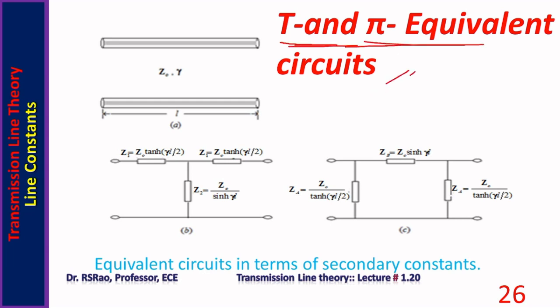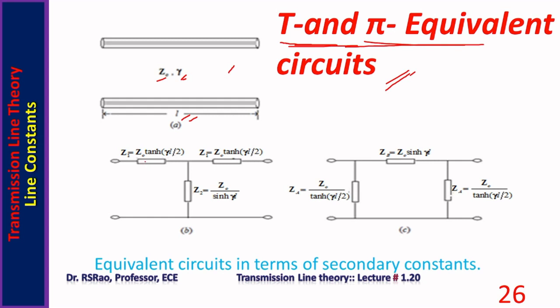These equivalent circuits are in terms of secondary constants. The previous ones are in terms of primary constants. Now these are in secondary constants. Line length is l, characteristic impedance is Z0, gamma is the propagation constant. Now one equivalent circuit is called a T equivalent circuit. It appears like this. It has 3 arms. It is in the form of the English letter T.